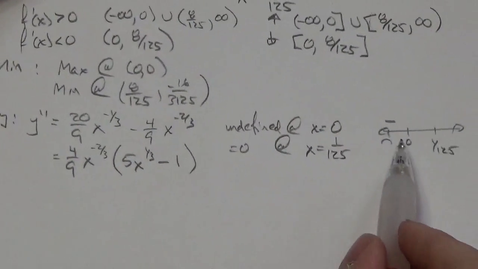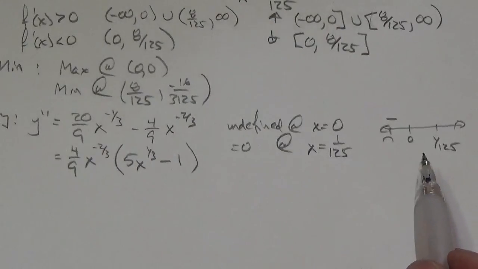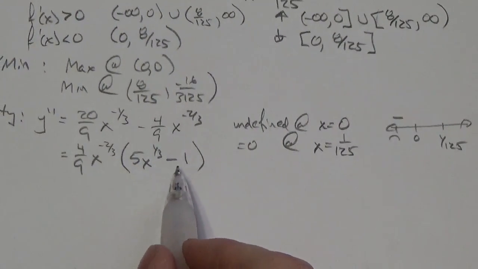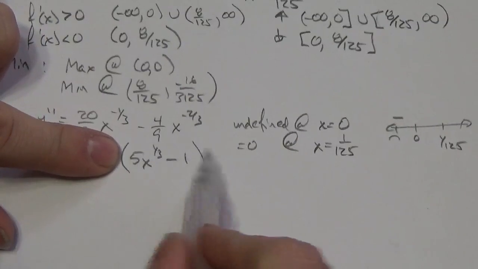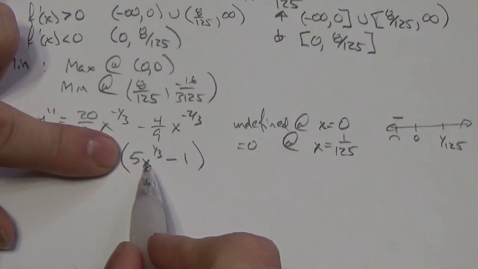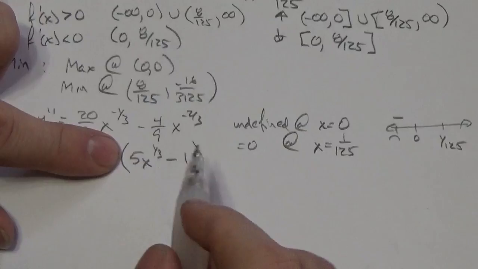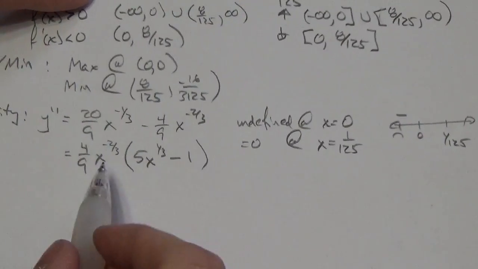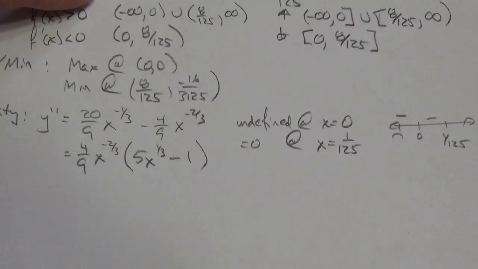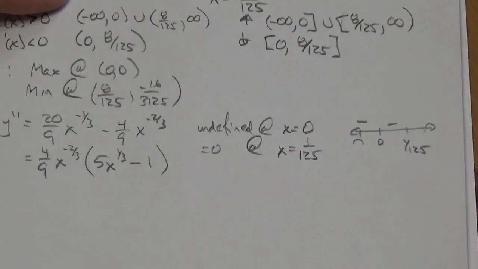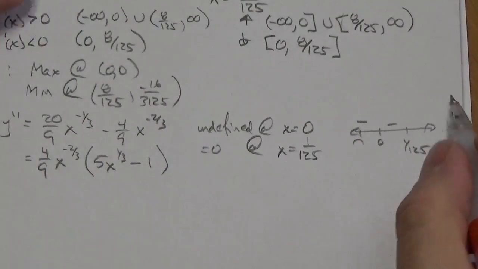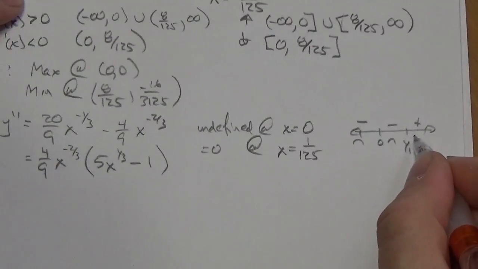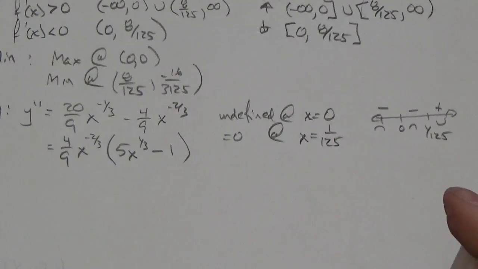Between 0 and 1 over 125, the cube root of those numbers is still going to be quite small. It's still going to be 5 multiplied by something quite small, minus 1, still going to be negative. This is still going to be negative there. And then over here, everything will be positive. So it's going to be concave down there, concave up right here.